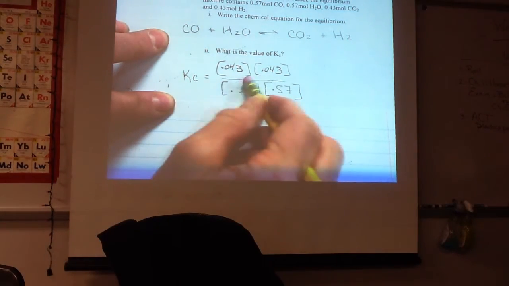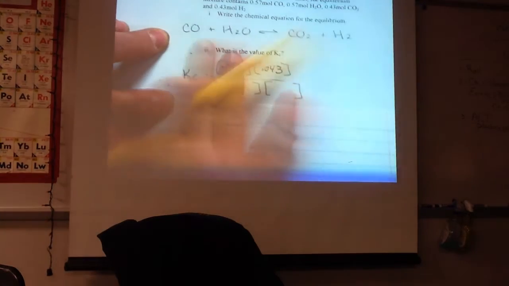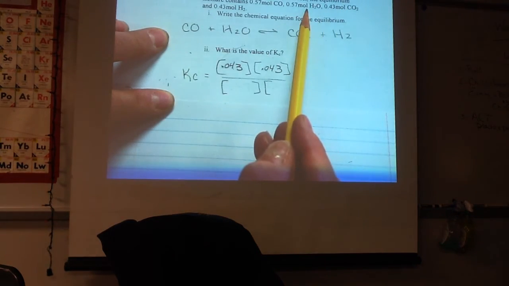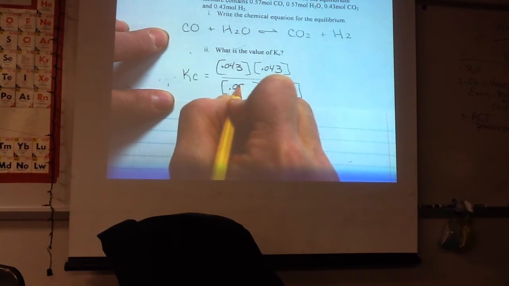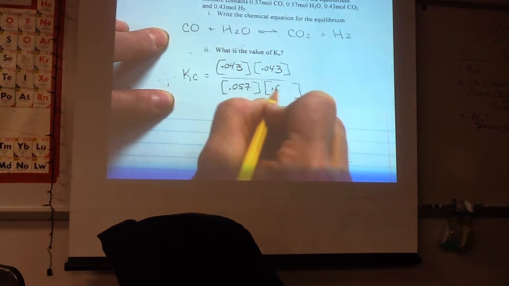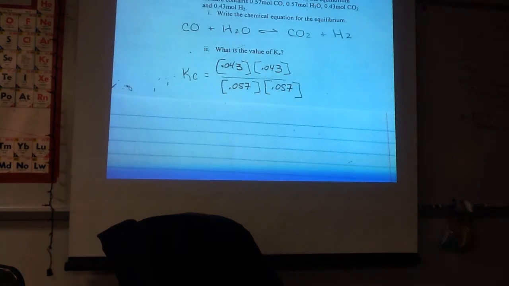And then I have to do the same for this one. So 0.57 would be the moles you have at equilibrium. You're in a 10-liter vessel. We're assuming all gaseous. And so I'm going to put 0.043 times 0.043 divided by 0.057. If you want, quantity squared is the other way to look at it. Easy.